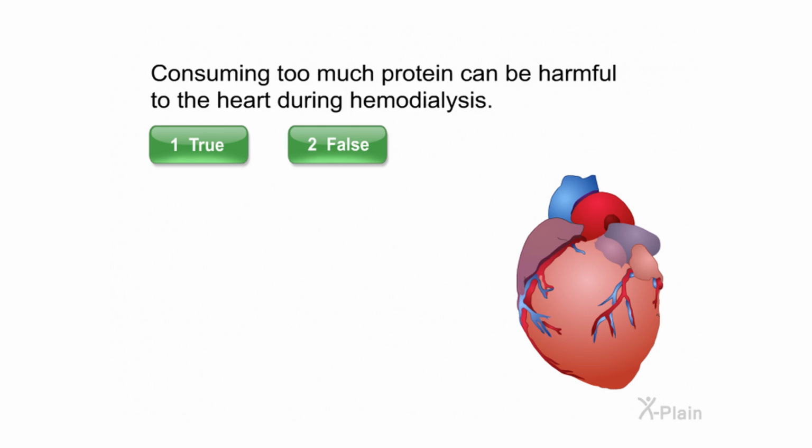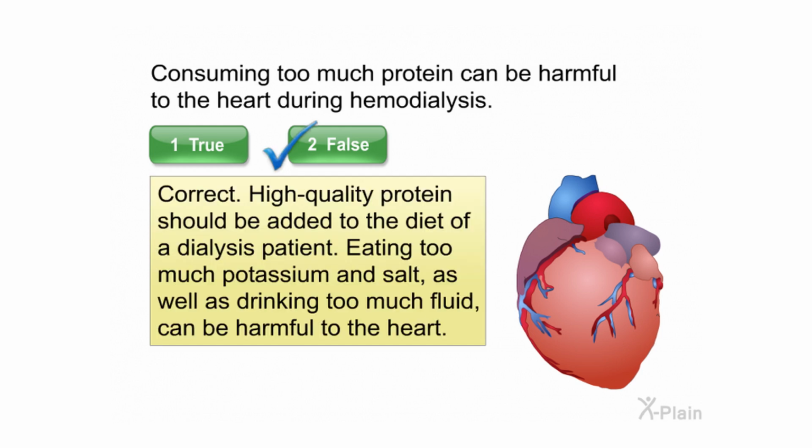Consuming too much protein can be harmful to the heart during hemodialysis. Select true or false. Correct. High-quality protein should be added to the diet of a dialysis patient. Eating too much potassium and salt, as well as drinking too much fluid, can be harmful to the heart.